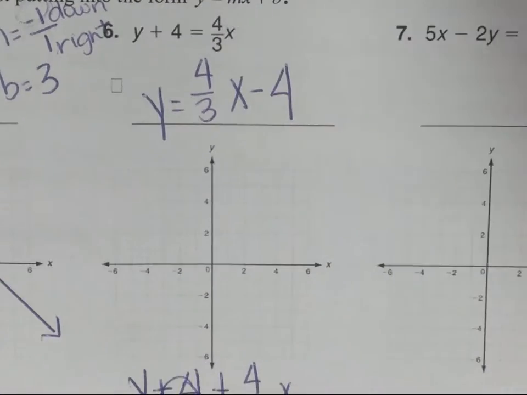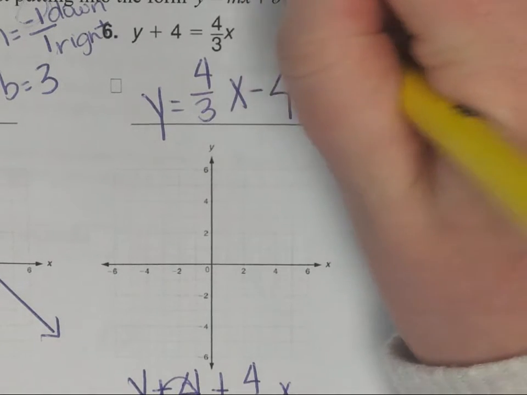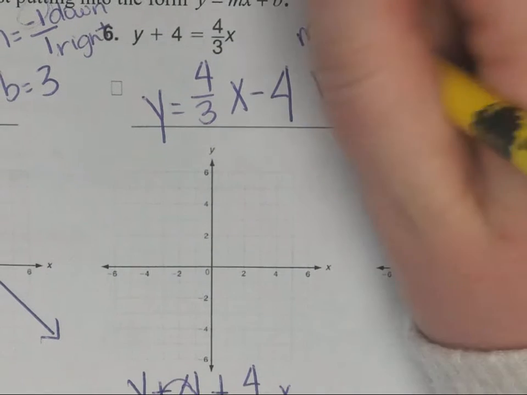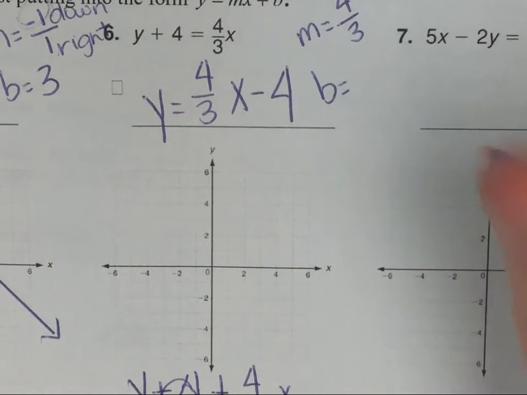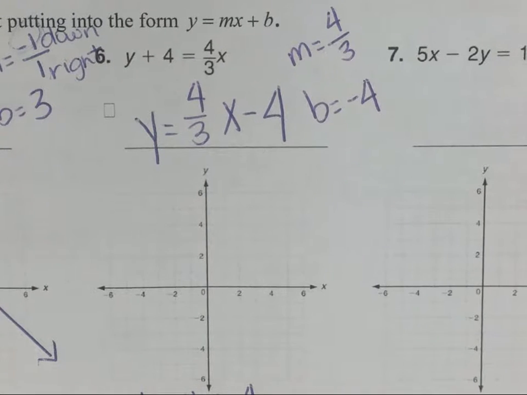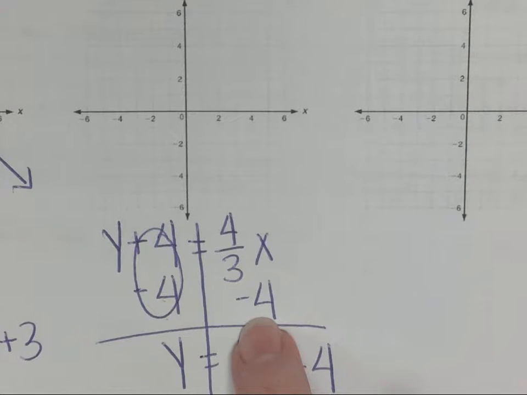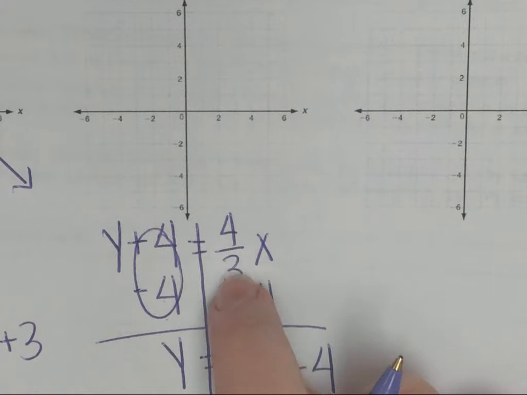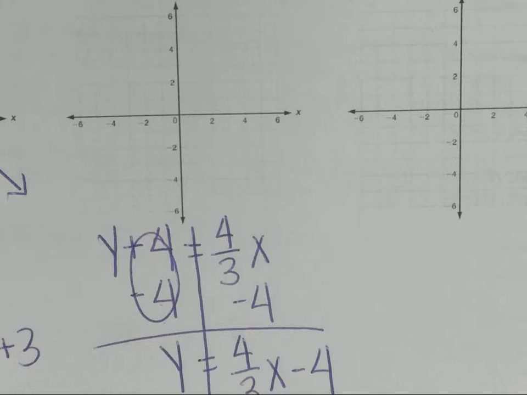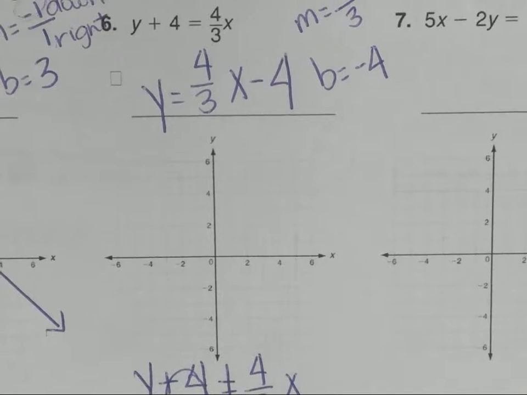Again, I like to write out m is equal to, b is equal to. And y'all are getting better at identifying these as well. Your slope is 4/3. And your y-intercept is negative 4. The negative 4 doesn't have an x. So remember, we put whatever has the x in the front, because it's mx plus b. So number x plus a number, or minus that number. Okay?